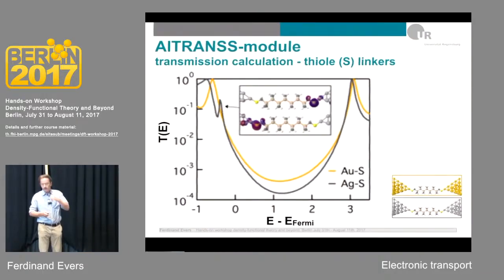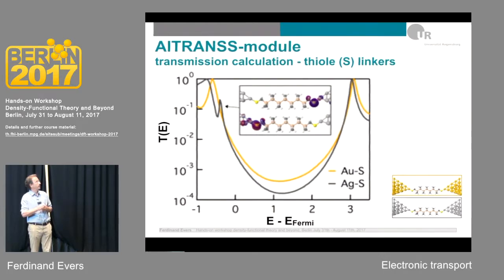Now we play another game. We replace the amino linkers by sulfur linkers, and then we see something funny. Namely, in the presence of sulfur linkers, there's this spike over here in the silver curve, and only in the silver curve, not in the gold curve.